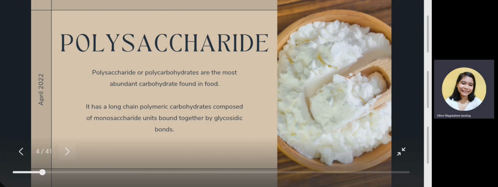Polysaccharide or polycarbohydrates are the most abundant carbohydrate found in food. It has long chain polymeric carbohydrates composed of monosaccharide units bound together by glycosidic bonds. The commonly found monomer units in polysaccharides are glucose, fructose, mannose, and galactose, which are the simple sugars.